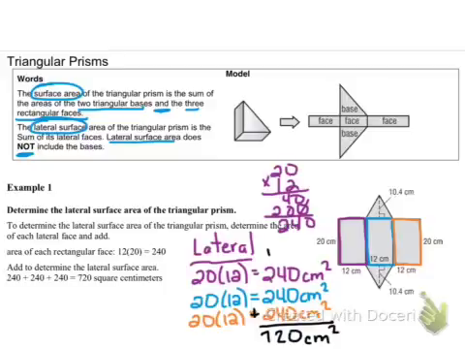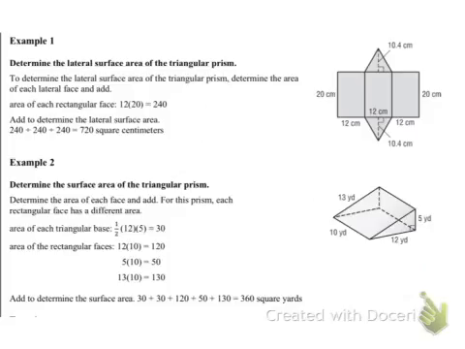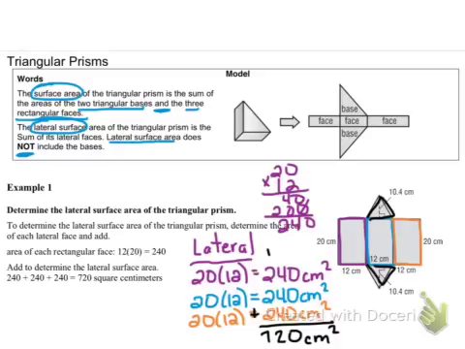That would be our lateral surface area, so everything except the bases. And then if we wanted total surface area, we would of course have to go back in and find the area of these two base triangles and add that to our 720. Make sure I didn't skip one.